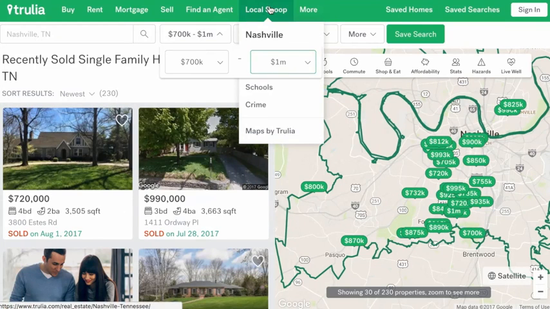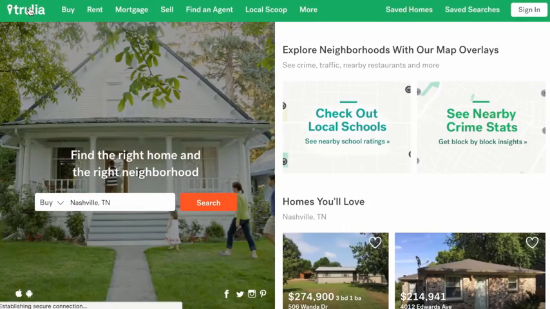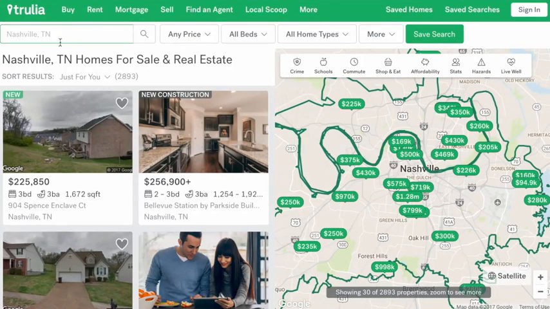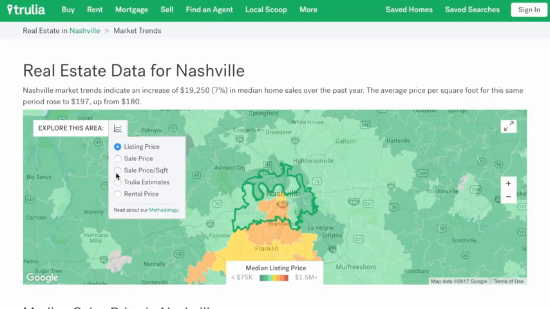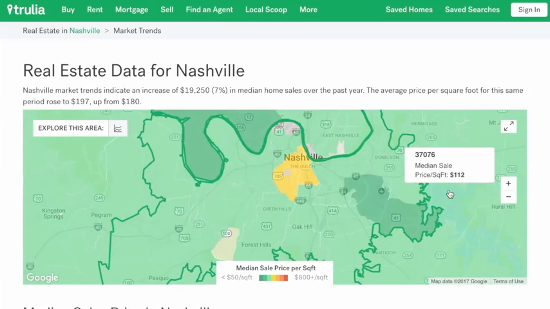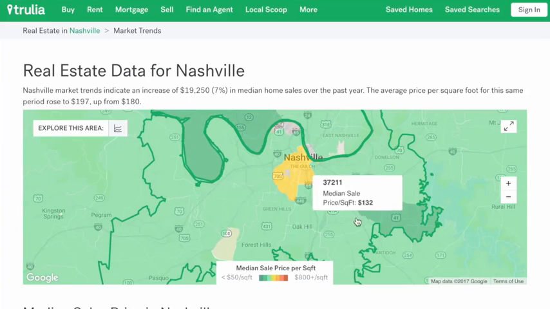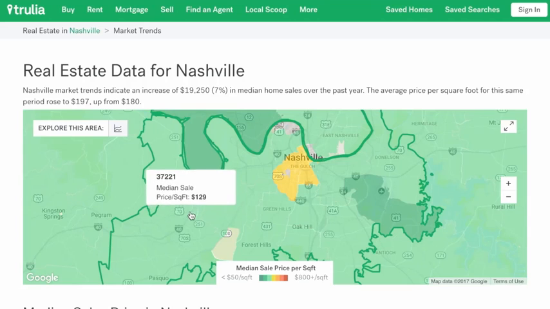I'm already in Nashville. Let me just show you how to do that again. When you first go to Trulia.com, click on buy, click Nashville, Tennessee, which it already did because I was just in here, but type in whatever market you're looking at. Then go to local scoop, go down to market trends. Here in market trends, we're going to click sale price per square foot. Then let me zoom into our market a little bit. There we go. Anywhere I move my mouse, it's going to change around the different zip codes within that Nashville market. See how the number there, 37205, changes.